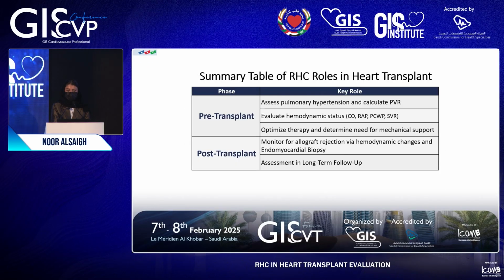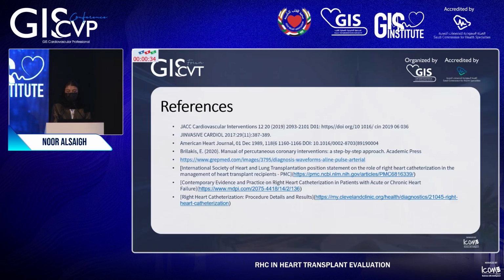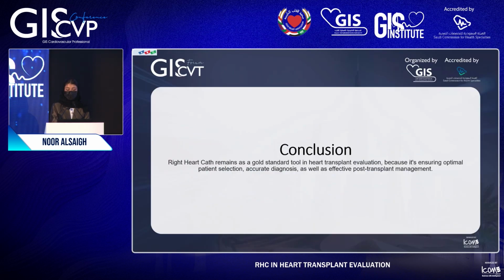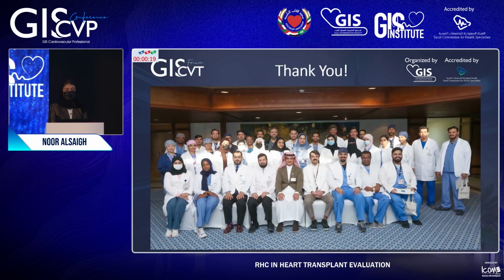So to summarize it, the pre-transplant role of right heart cath is to assess pulmonary hypertension, evaluate hemodynamics and optimize therapy, and post-transplant it is to monitor rejection and to assess long-term follow-up. These are my references, and in conclusion, I can say that right heart cath is a gold standard tool in heart transplant evaluation because it ensures optimal patient selection, accurate diagnosis, as well as effective post-transplant management. Thank you so much.